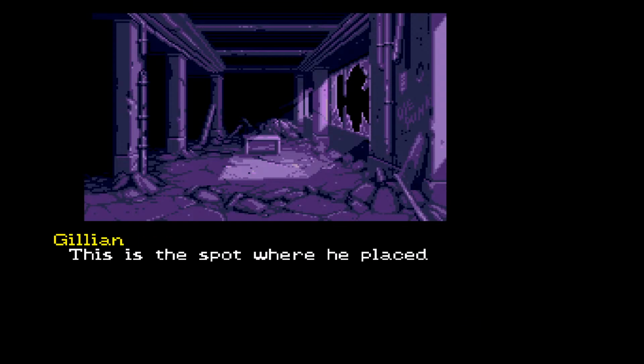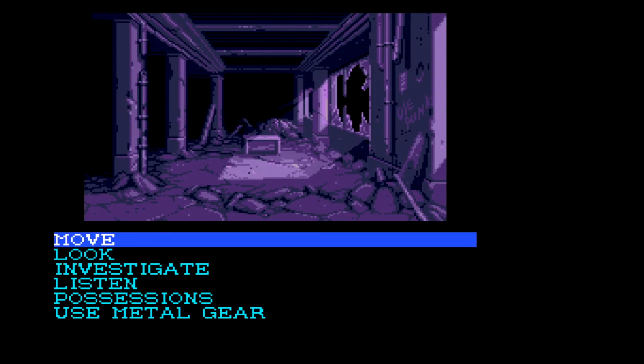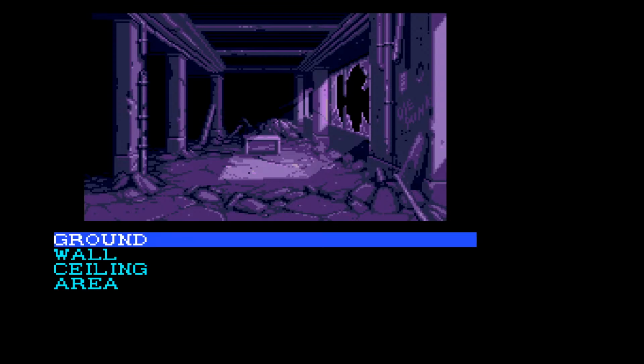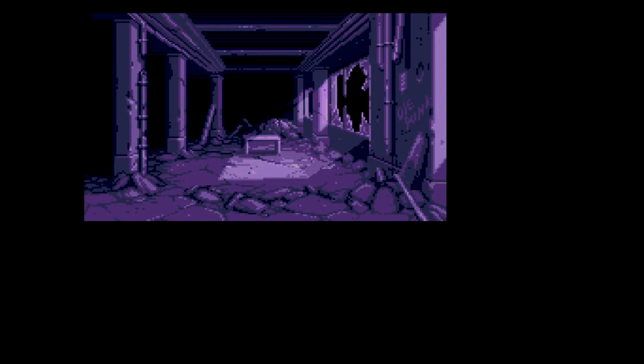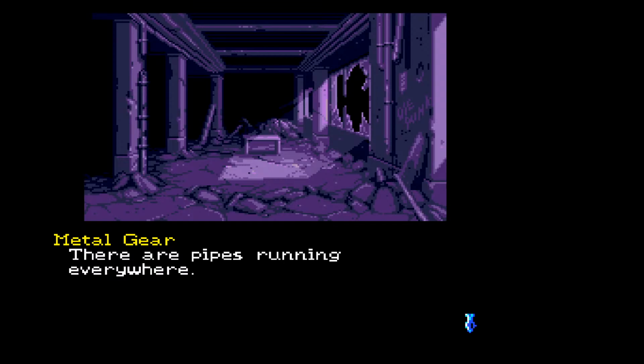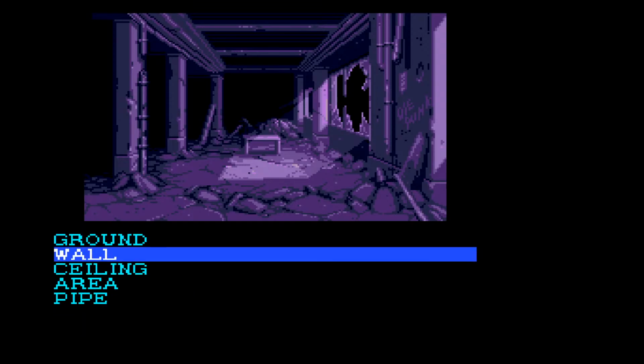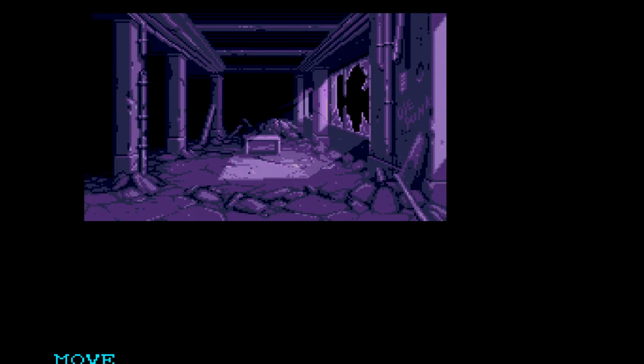We've entered the factory. This is the spot where he placed that video phone call. Alright, so look at the ground. There's debris everywhere. Please watch your step. Wall. There are pipes running everywhere. Okay. Ceiling looks quite weak.